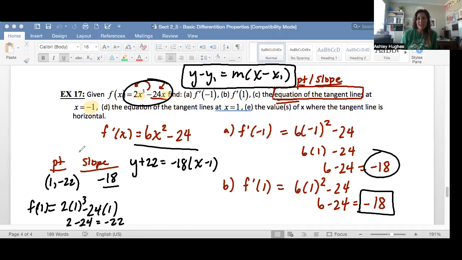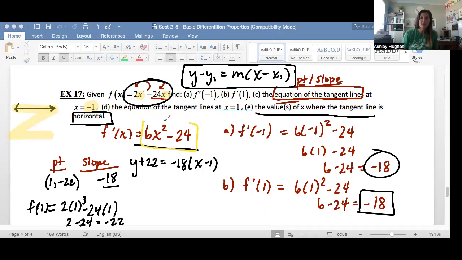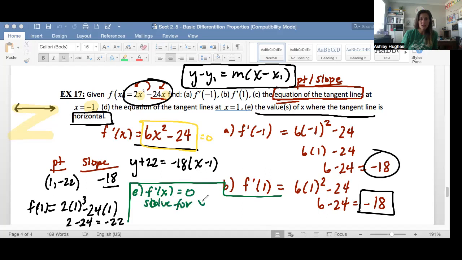Now, part E says, find the values where the tangent line is horizontal. Well, what kind of slope do we have when we have a horizontal line? Now, remember, we talked about this earlier. You have a 0 slope. So it's basically saying find the places where this derivative equals 0. That's what horizontal line means. So anytime you see horizontal tangent, you're going to take the derivative and set it equal to 0 and solve, oops, I cannot spell, solve for x.